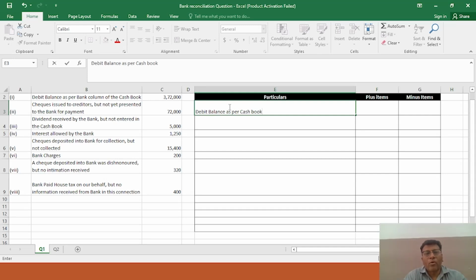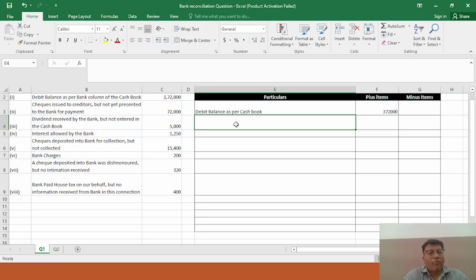If you are maintaining a three column cash book, with the bank column, you have to approach that bank column. So you have to find exactly what the balance of the bank column in the cash book is, and you find there is a debit balance, and you have to write it here, 372,000.